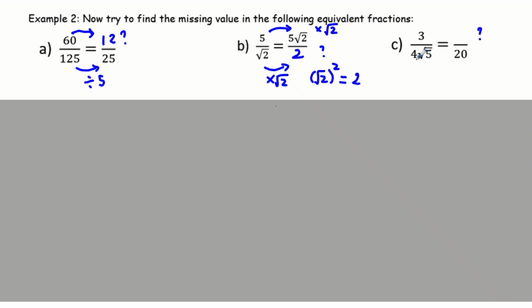Then this one, how can we change it from 4 square root 5 to 20? It will be times square root 5, because 4 times square root 5 times square root 5 gives you square root 5 squared. It cancels out, it's 5. So 4 times 5 gives you 20. And we do the same thing, 3 times square root 5 gives you 3 square root 5.